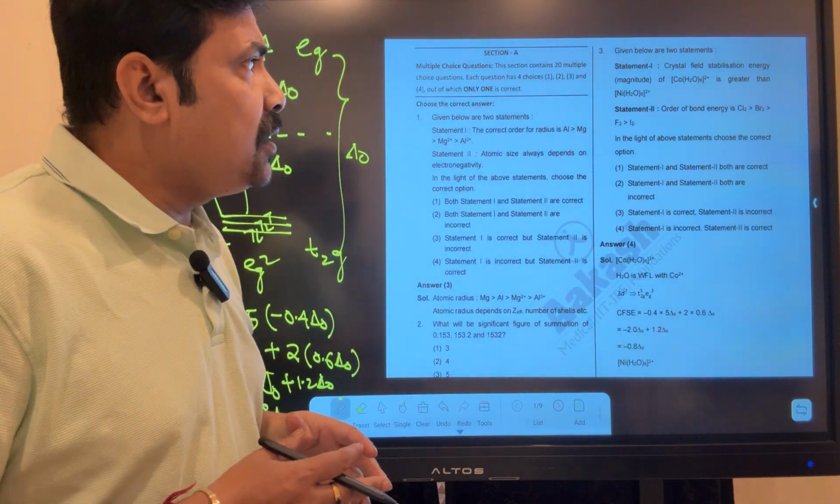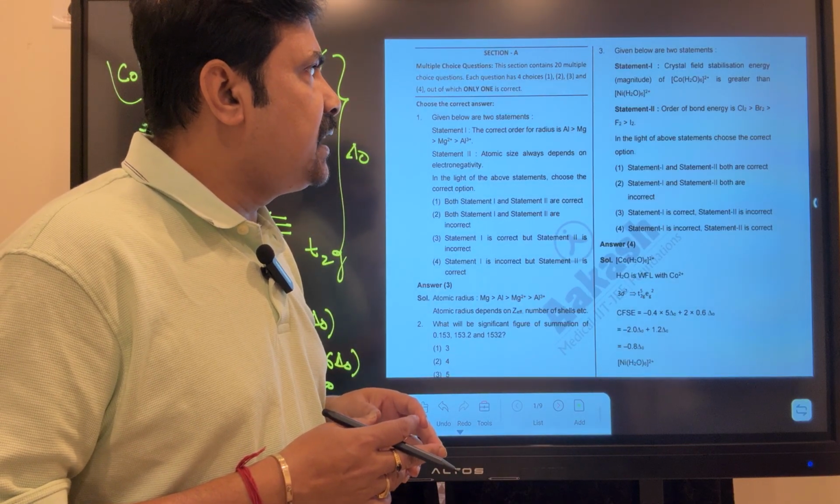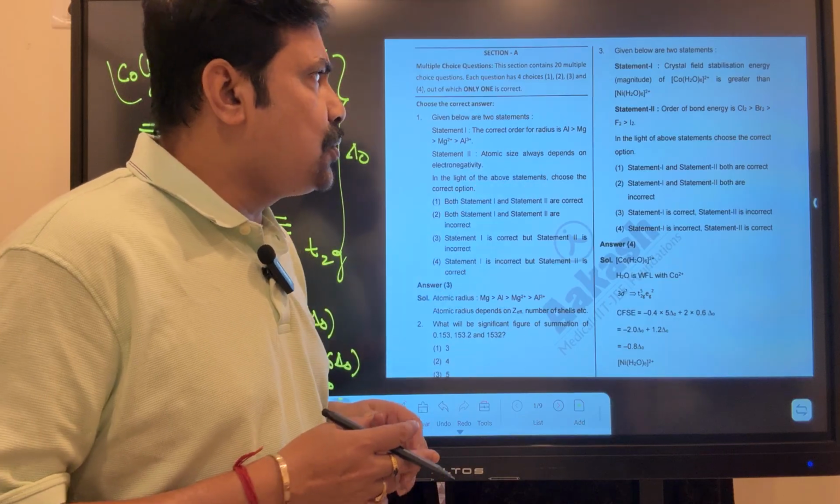Whereas statement 2 is telling the order of bond energy: chlorine is greater than bromine, which is greater than fluorine, which is greater than iodine. This statement is true. Why?